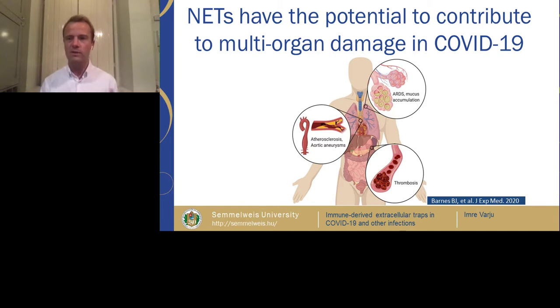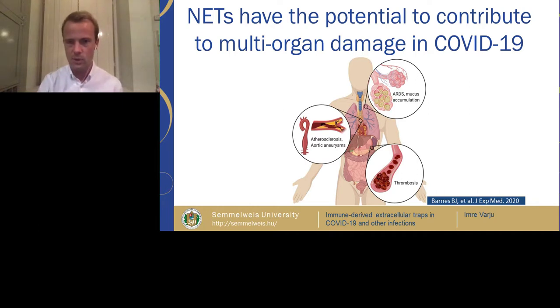We know from previous infections and from previous pathogenetic pathways that NET formation can contribute to ARDS, which is acute respiratory distress syndrome, which leads to very severe lung damage and respiratory dysfunction. And we know that in influenza, for instance, when ARDS happens, NETs are there in the pathogenesis. So that's definitely a candidate pathway.